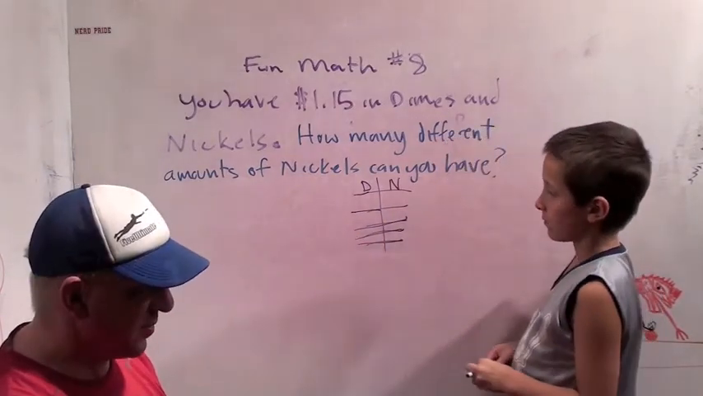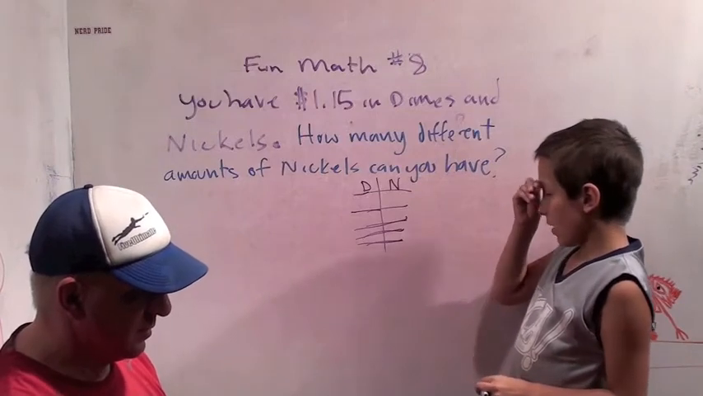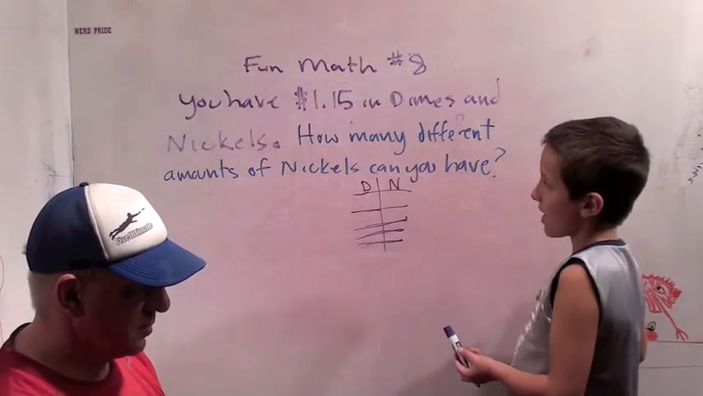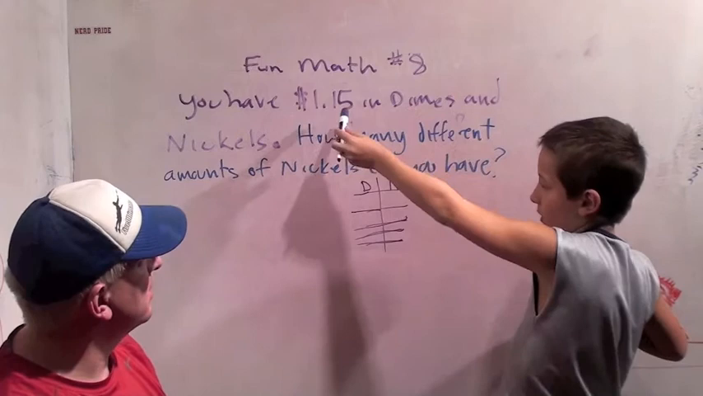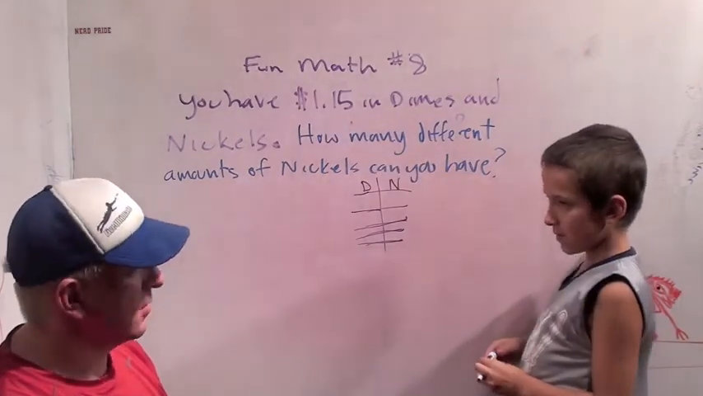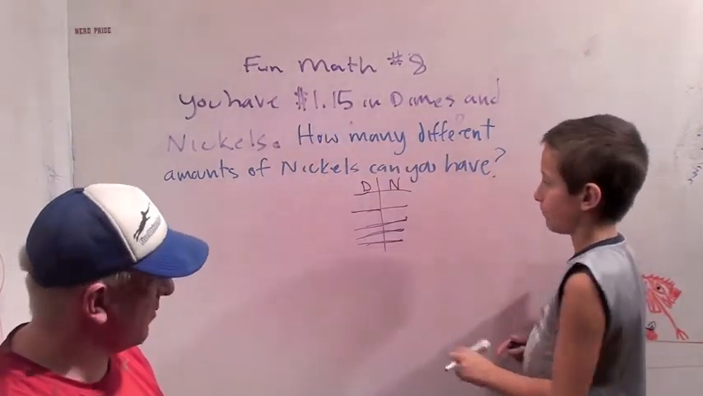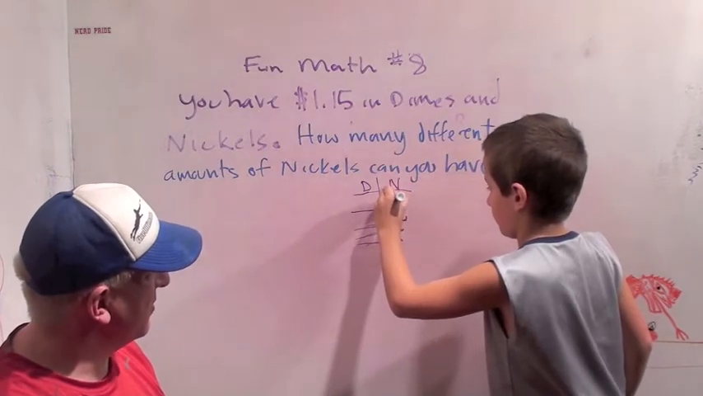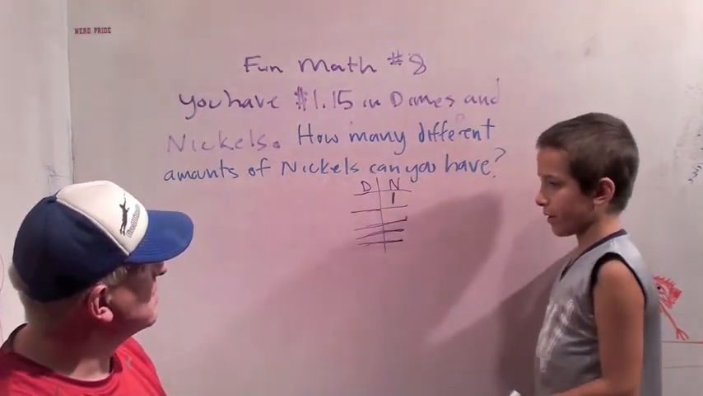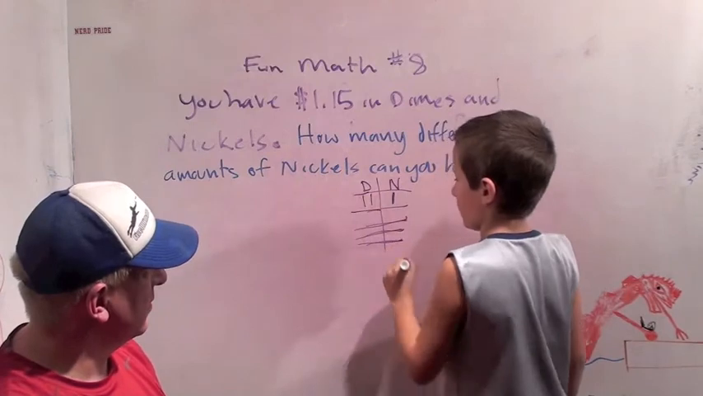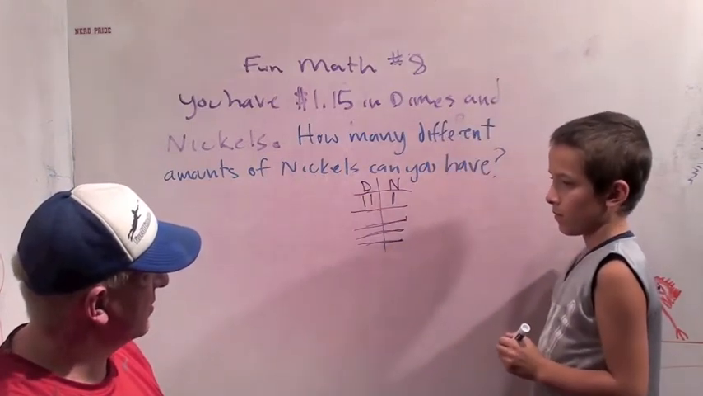What's the smallest amount of nickels you might possibly have? 1. Why not 0? Because you can't make $1.15 with just dimes. So you can't have 0, but you could have 1 nickel. How many dimes do you have then? Then you have 11 dimes.